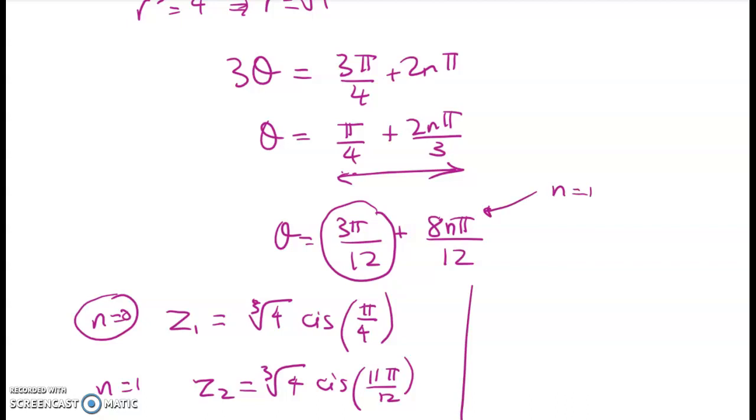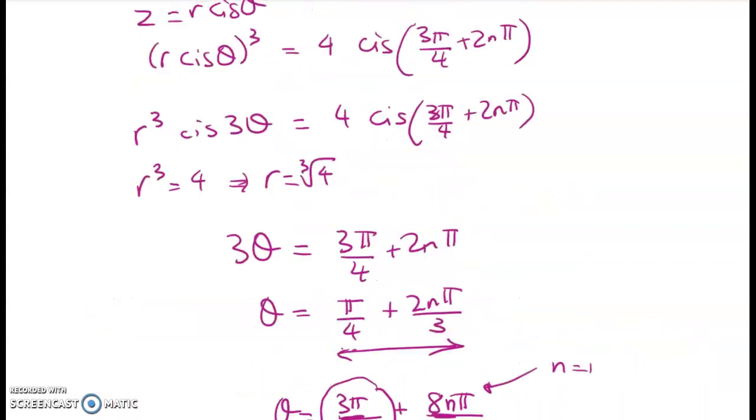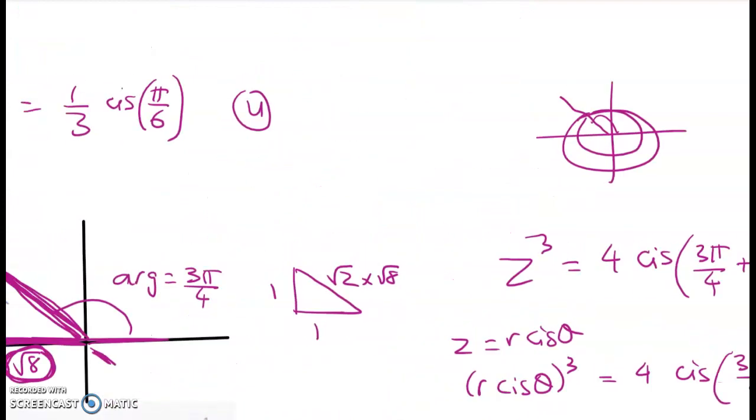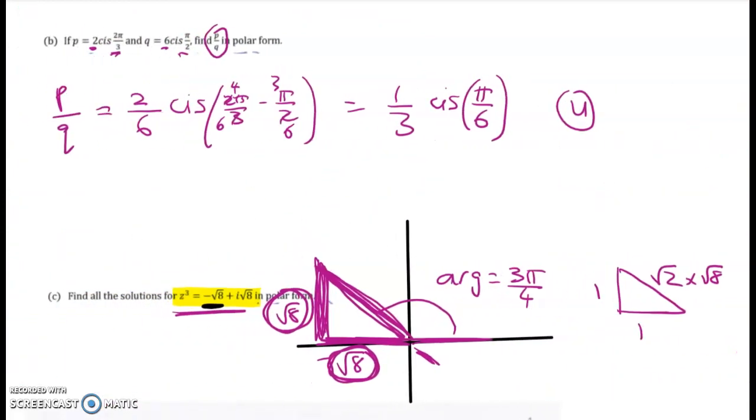And then the last one comes when I substitute n equals negative 1, and that gives me Z3 is equal to the cube root of 4 cis, right? 3 take away 8 gives me negative 5 pi on 12. So there you go. I think those questions are really easy as long as you don't screw up the basics way up the top. So please, please, please go and do some practice on that.